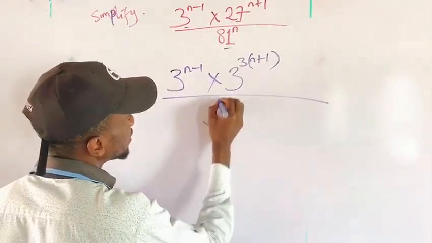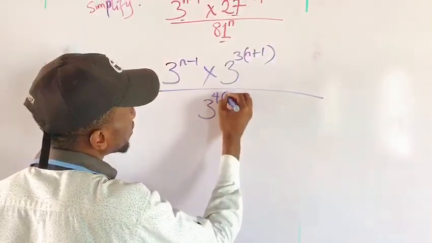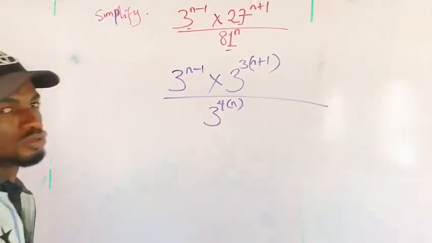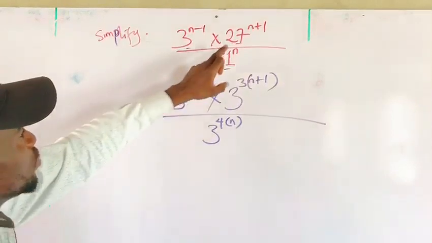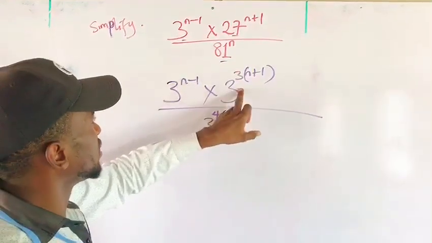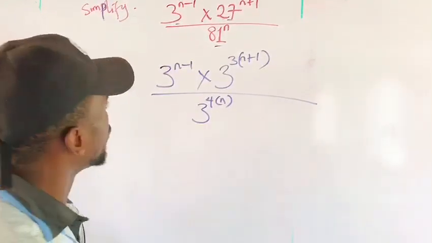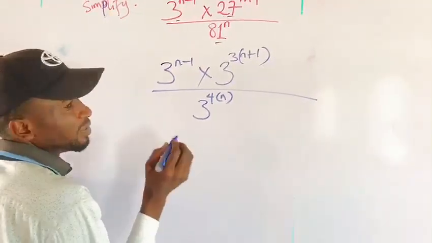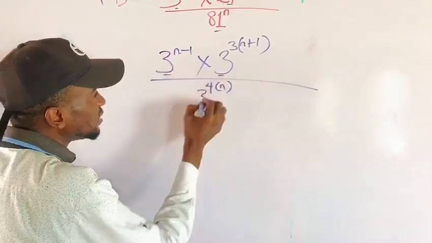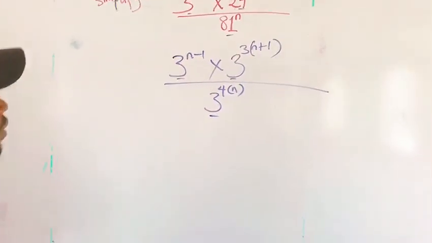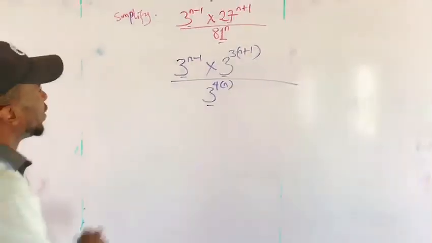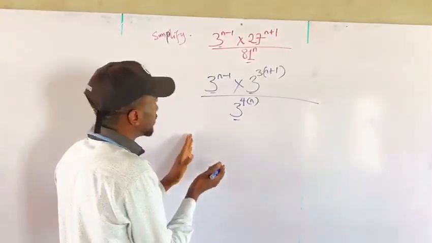So if I say 3 raised to the power of 4 into bracket open n, I've been able to break 27 to be equal to 3 raised to the power of 3 and 81 to be equal to 3 raised to the power of 4. Now my aim has been achieved. I'm having 3, 3, 3. The constants are now all 3. Alright? So now I can begin to think of what to do further.